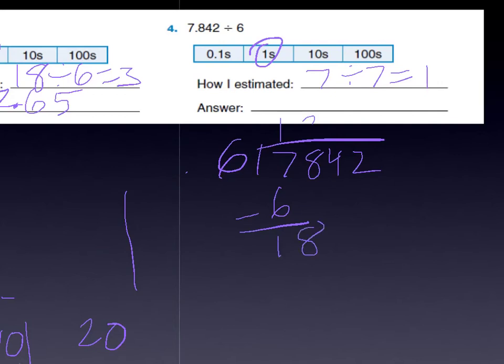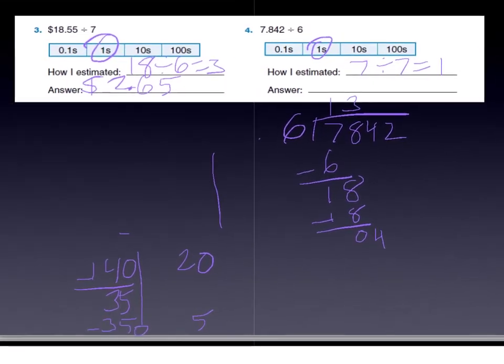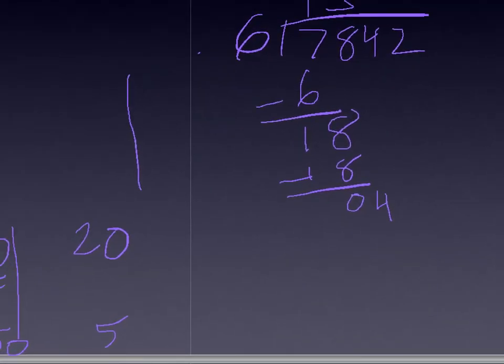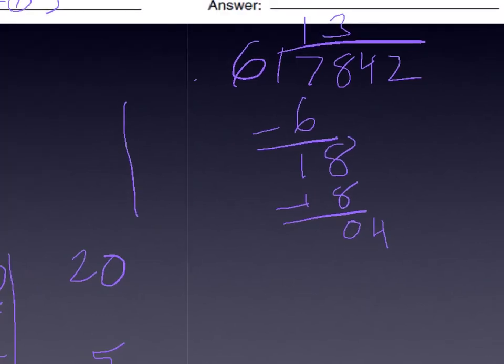6 goes into 18 3 times. 6 times 3 is 18. Subtract, I get 0. Bring down my 4. Give myself some more room. 6 does not go into 4. Okay, so I need to make that a 0. All right, let's do that. 0. Bring down my 2.